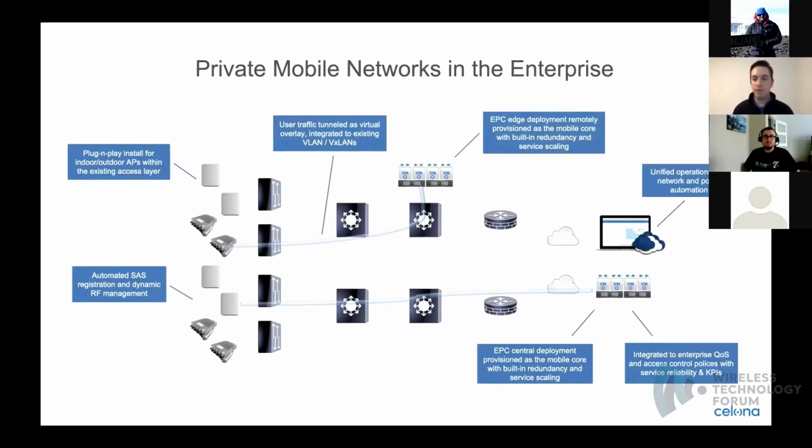Typically, there's also a unified operations and management dashboard in the cloud for these types of solutions. And finally, a key characteristic of private mobile networks are the integrated QoS and service level objectives that we can provide to enterprise devices and applications to provide them with granular policies for QoS, service reliability, and KPI reporting.